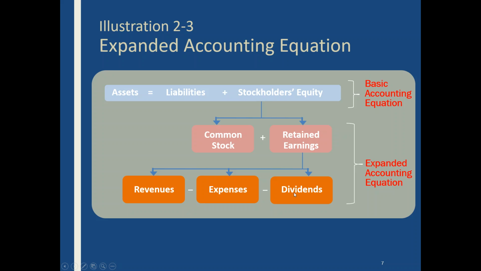Then all of that gets rolled up. We come up with a final number, and that comes up into our retained earnings. So that's why we call this expanded, because these things are down here, but eventually they get rolled up into retained earnings, then we take into account our common stock, and then that finally rolls back up to stockholders' equity.